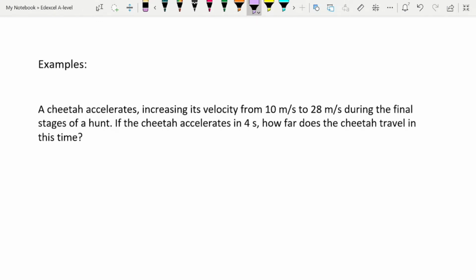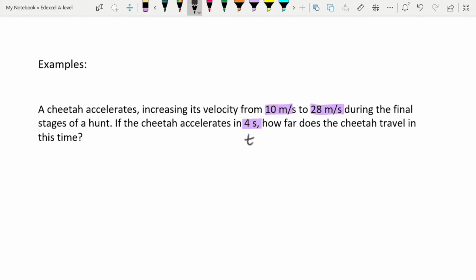Okay, question 1. A cheetah accelerates, increasing its velocity from 10 meters per second to 28 meters per second during the final stages of a hunt. If it accelerates in 4 seconds, how far does the cheetah travel in this time? Certainly when you're starting out, the best thing to do is what I've just done, highlight the numbers that you're given, and then try and identify which of our SUVAT, S-U-V-A-T, are these. So obviously 4 seconds is t.